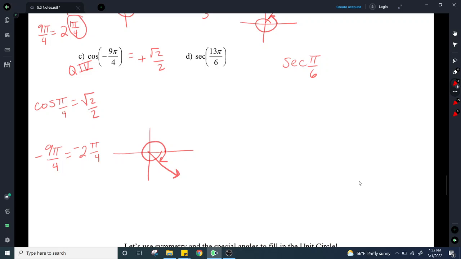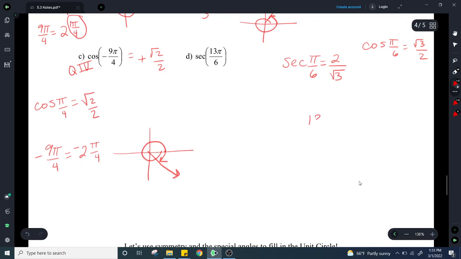All right. So the cosine of pi over 6 is root 3 over 2. So because secant is the reciprocal of that, all I've got to do is take that fraction and flip it. So that means I've got 2 over the square root of 3. So we know the value is going to be 2 over the square root of 3. The question now, is this positive or negative?